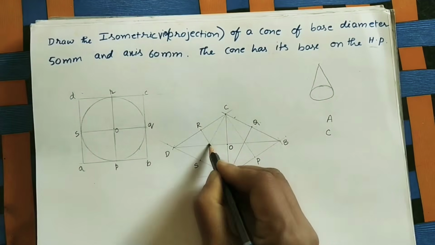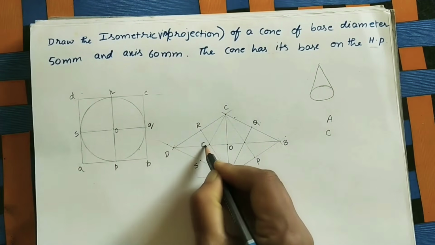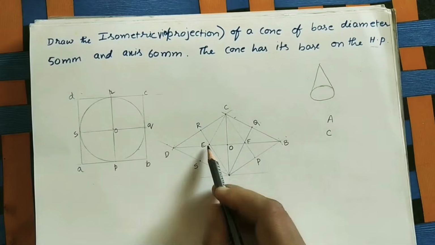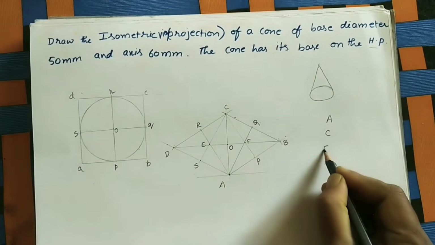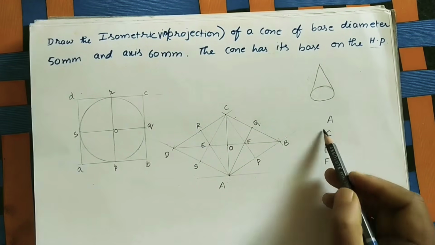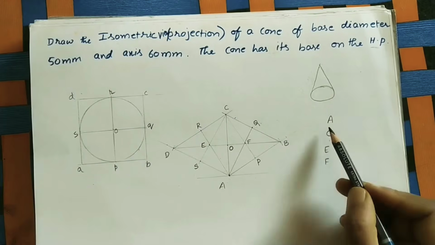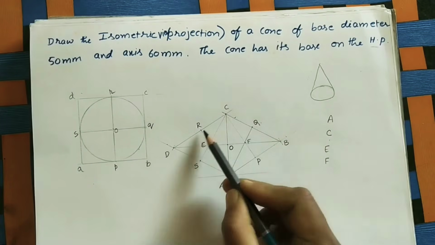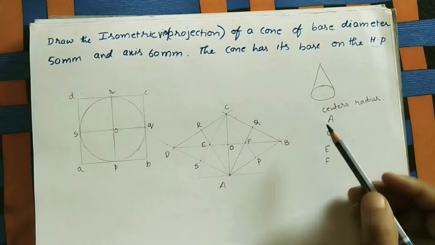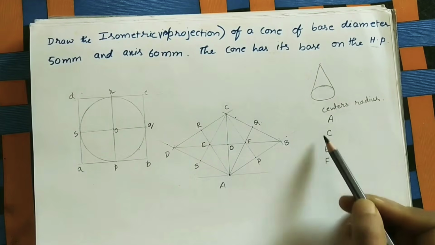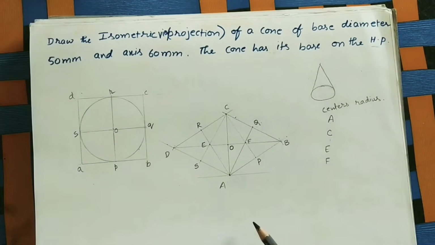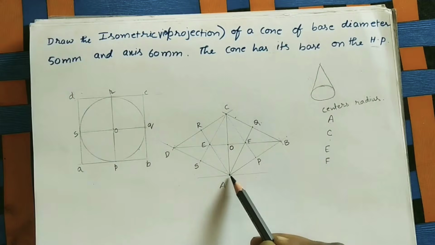Take these intersection points as E and F. These two are the centers, E and F. So how many centers? 4 centers. So we are using the 4 center method for doing the ellipse. So which are the centers here? A, C, E, F.